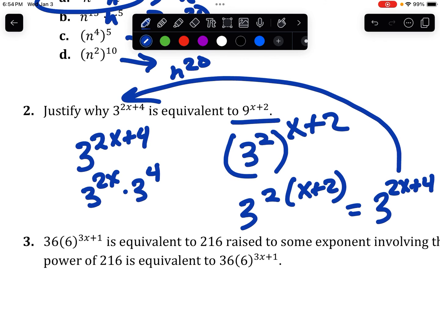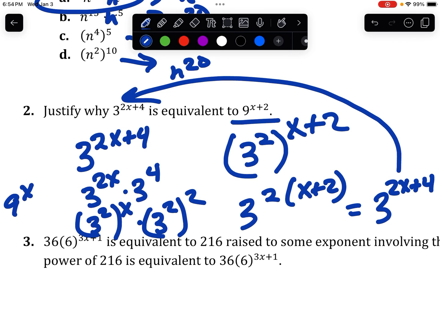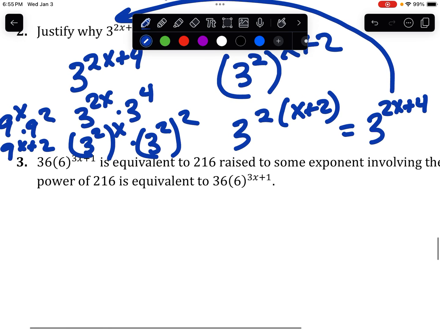So I think going that direction is actually probably a little bit faster, a little bit easier to see. You could do it over here too. You just say 3 to the 2 to the x. The tricky part is this part right here, the 3 to the 4th, because you'd have to say 3 to the 2nd squared to see the 9. And that would be 9 to the x times 9 squared, which is why it's 9 to the x plus 2. So you can go either way. I just think going the right way is probably easier.